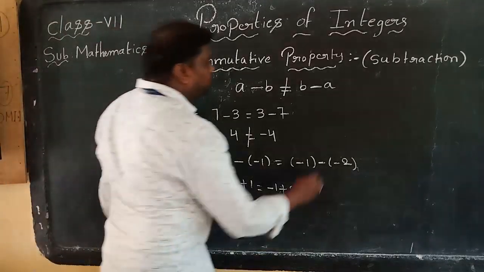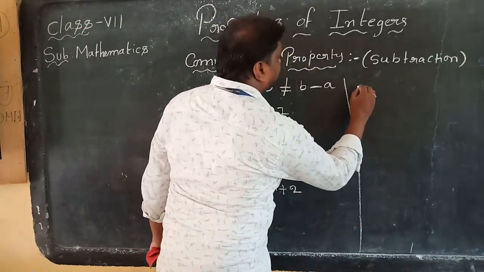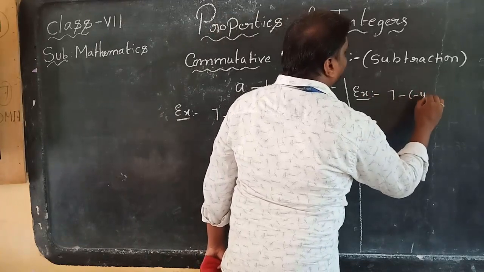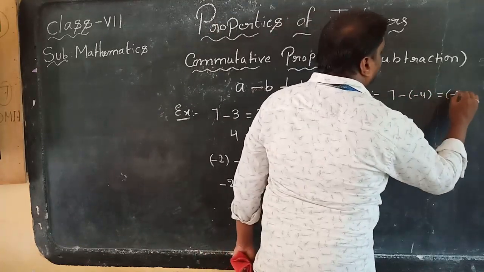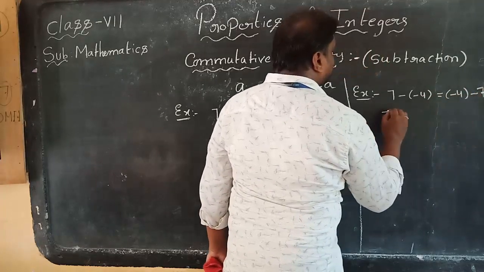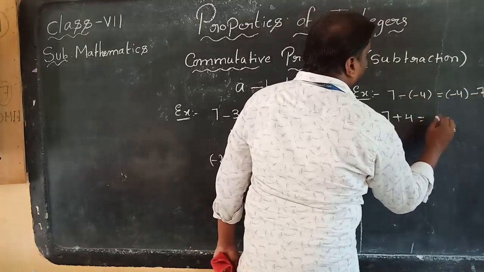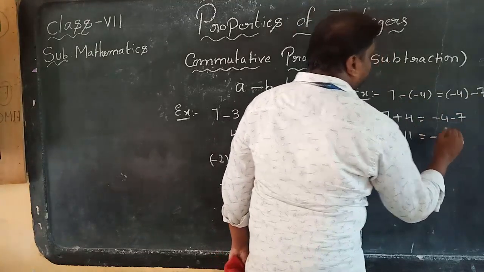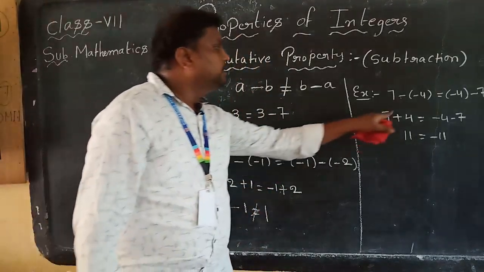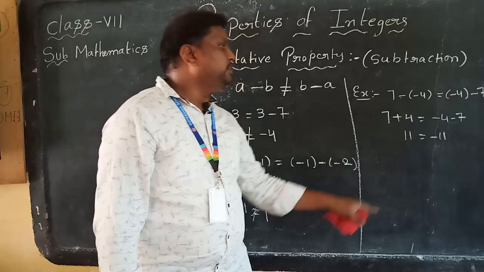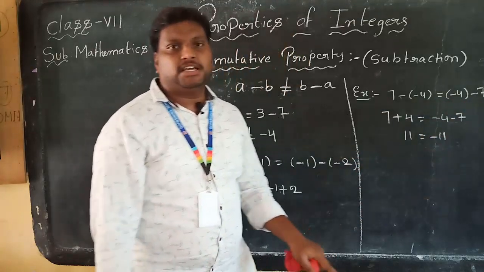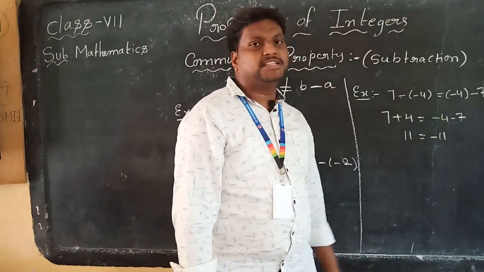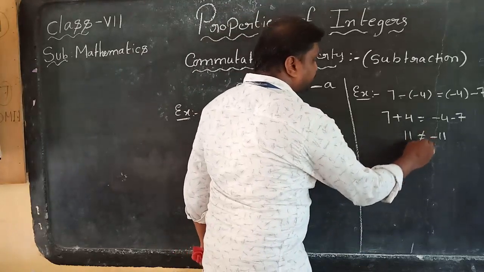We'll take one more example. Seven minus of minus 4 is equal to minus 4 minus 7. 7 minus into minus plus 4, and minus 4 minus 7. 7 plus 4 is 11. Minus 4 and minus 7 is minus 11. See, here minus into minus plus, 7 plus 4 is equal to 11. Here minus 4 and minus 7, both symbols are negative. That's why we add these two numbers and the symbol is negative, minus 11. Minus 11 is not equal to plus 11.